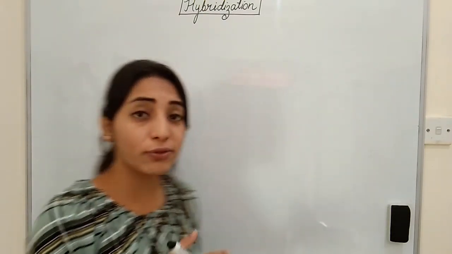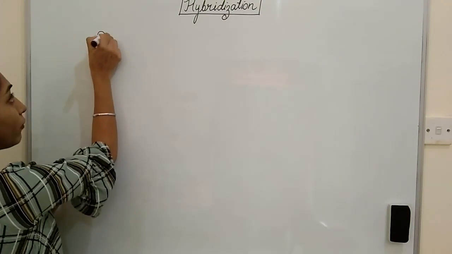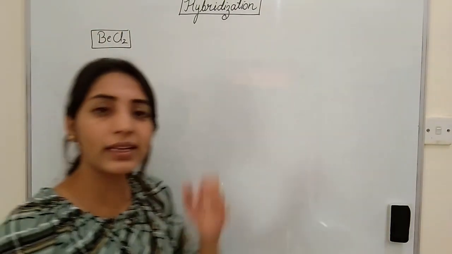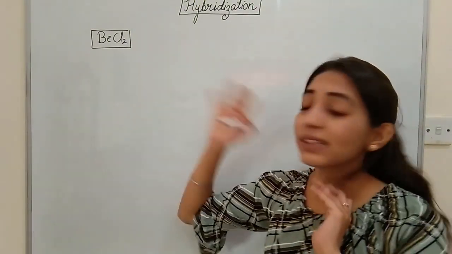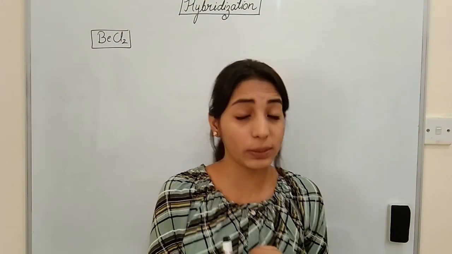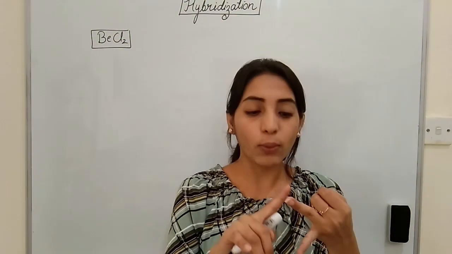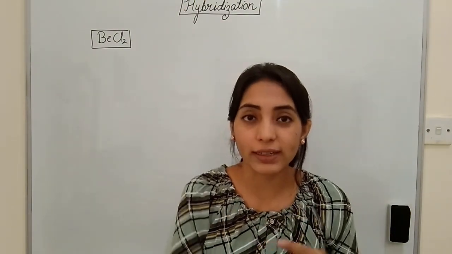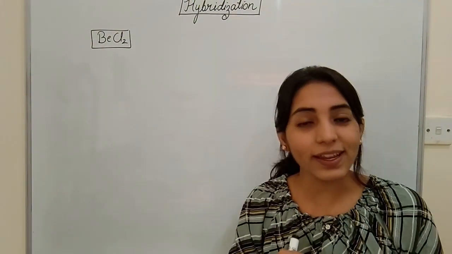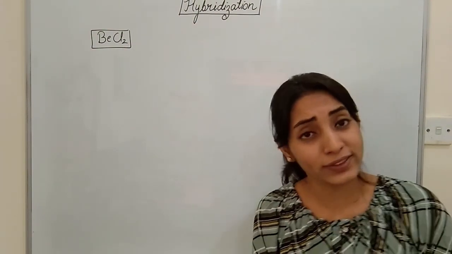Let us try to figure out the formation of the BeCl2 molecule, beryllium chloride, which is given to us. We have to find out how BeCl2 will be formed, what the shape, the structure and the bond angle will be. All those things we have to find out in detail. So let's quickly get started with how to write the BeCl2 structure.